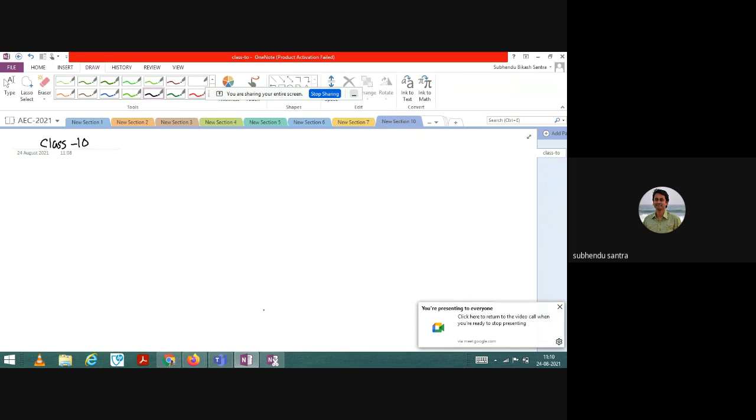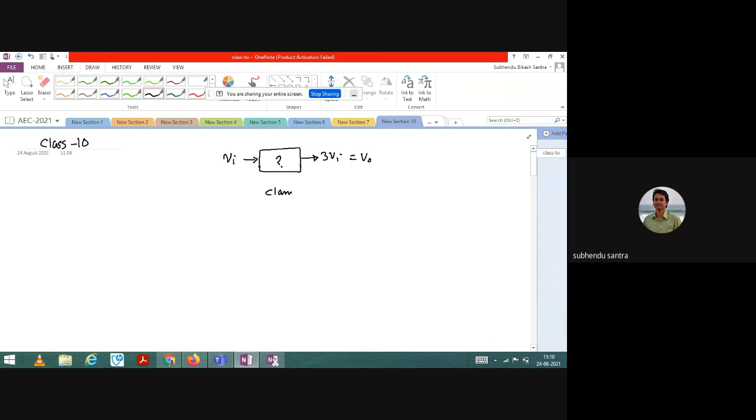Now let's start. First I will discuss a circuit diagram made up of diodes which can amplify the voltage. Let us say Vi is the input voltage, and if you apply it to this circuit, the output you will get is 3 Vi. Now what is the circuit? Today I will discuss it. We can build this circuit using a clamper circuit.